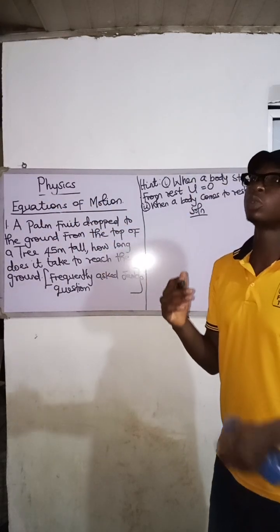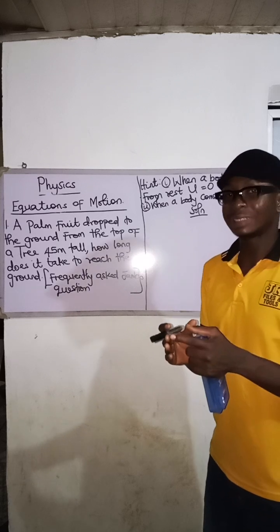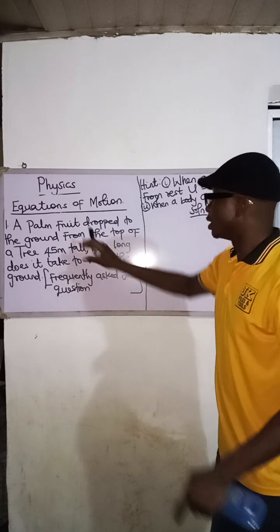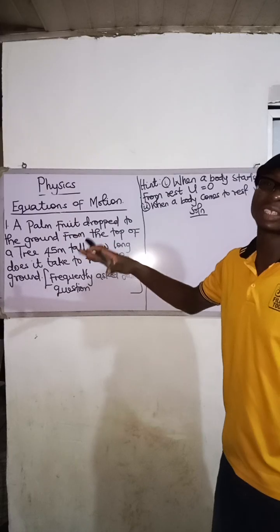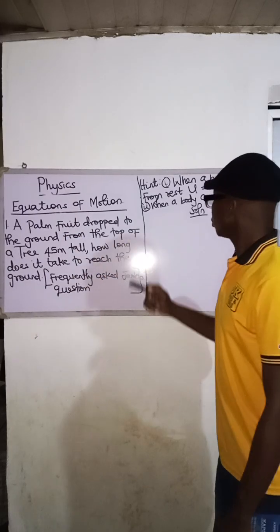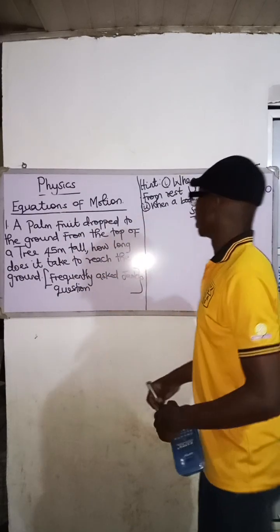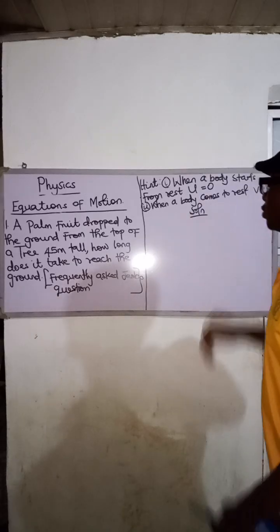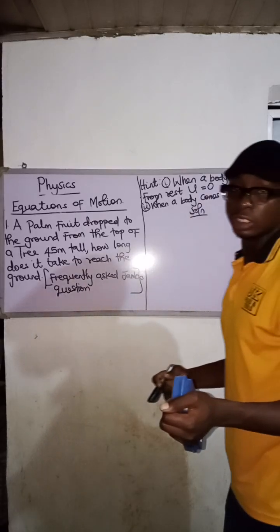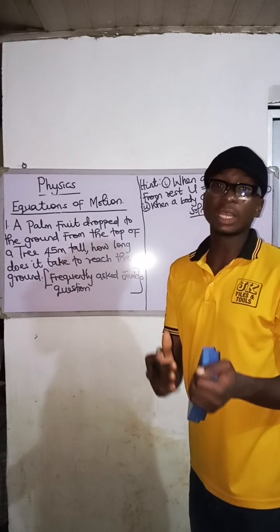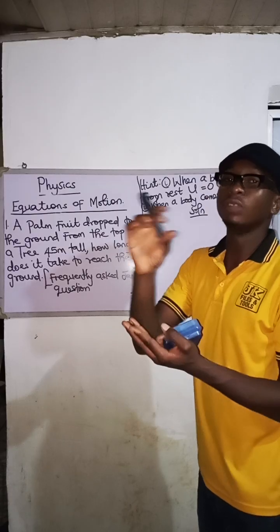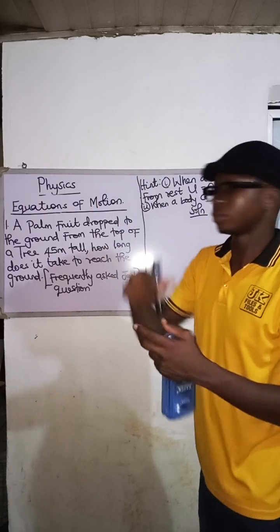Now, equation of motion is a topic that JAMB frequently asks questions on. This particular question has been asked several times by JAMB, and we're going to solve it today. Now, let's solve it first of all. Like I always tell my students, before you solve any question, you bring out the parameters, the set of data that you are given in that question.